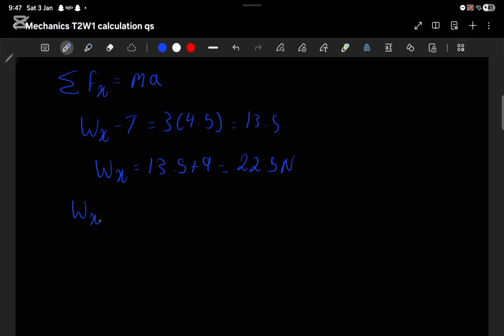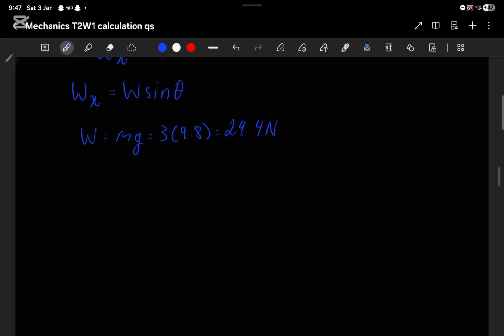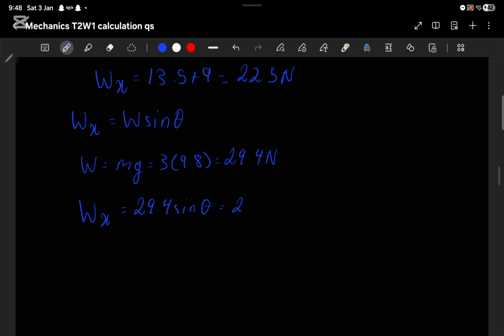Now, what do you do now? Remember, Wx is what? W sine theta. Now, how much is W? W is equal to mg. M is 3, g is 9.8. 3 times 9.8 is 29.4 newtons. Right? This is W equals mg. So we're going to write now Wx is equal to 29.4 sine theta. What is this equal to? This is equal to 22.5, sorry.